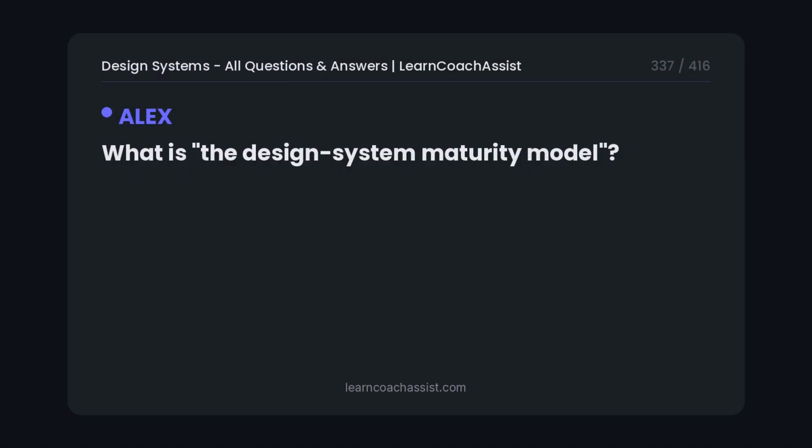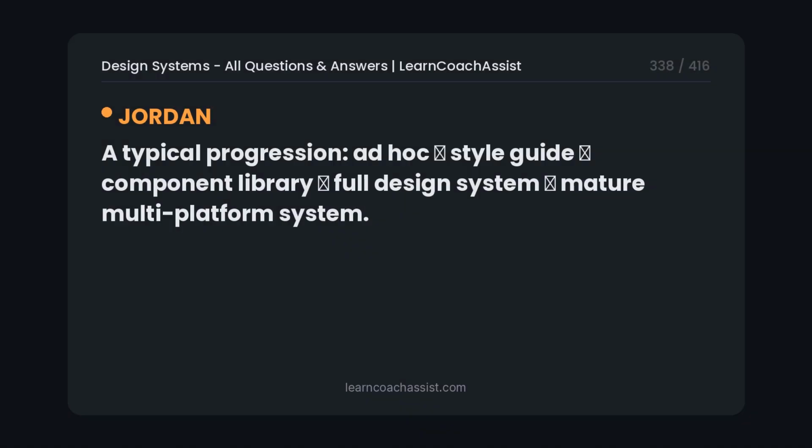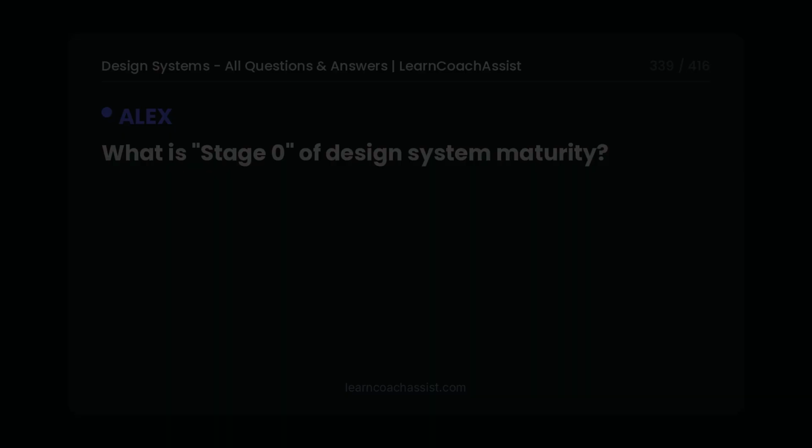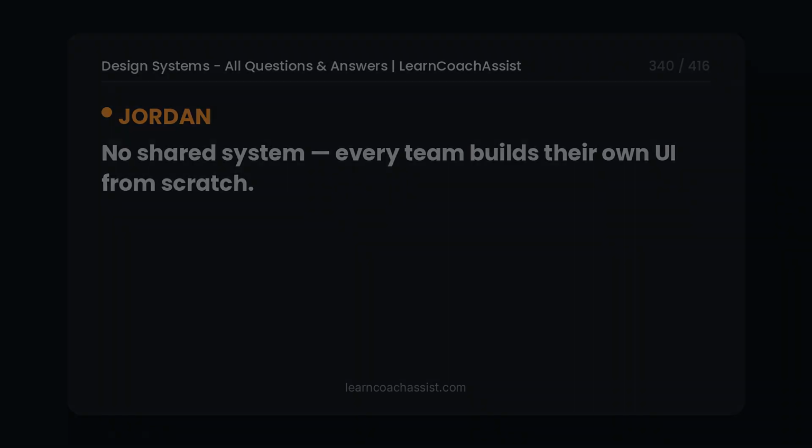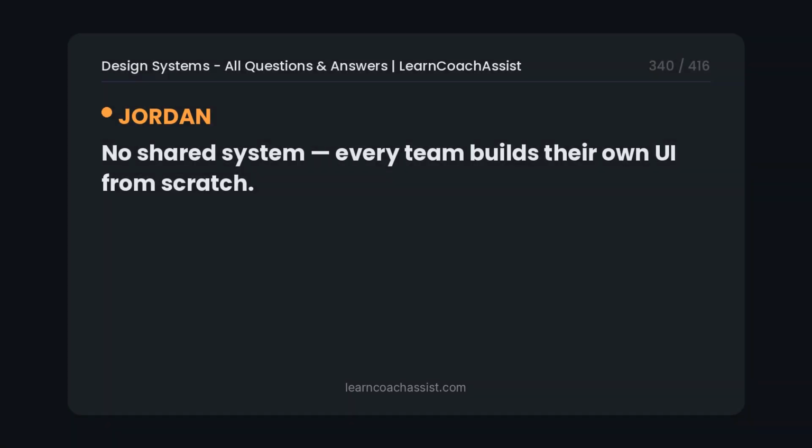What is the design system maturity model? A typical progression: ad hoc, style guide, component library, full design system, mature multi-platform system. What is stage 0 of design system maturity? No shared system, every team builds their own UI from scratch.